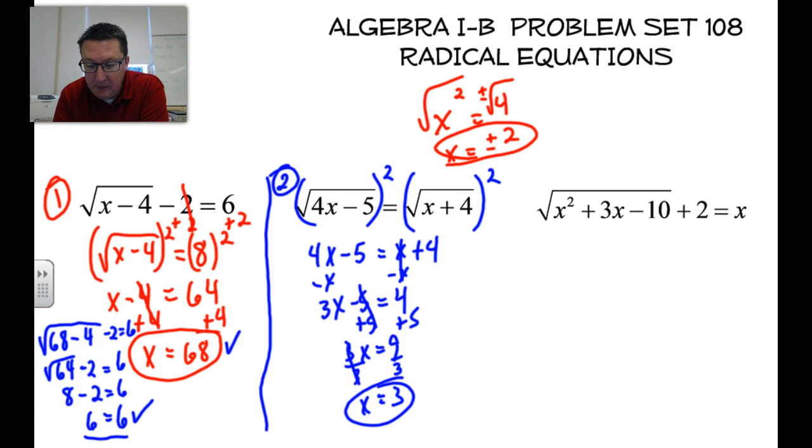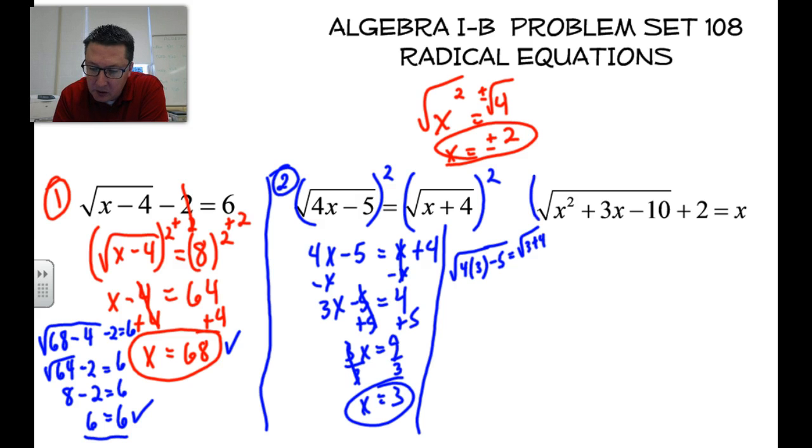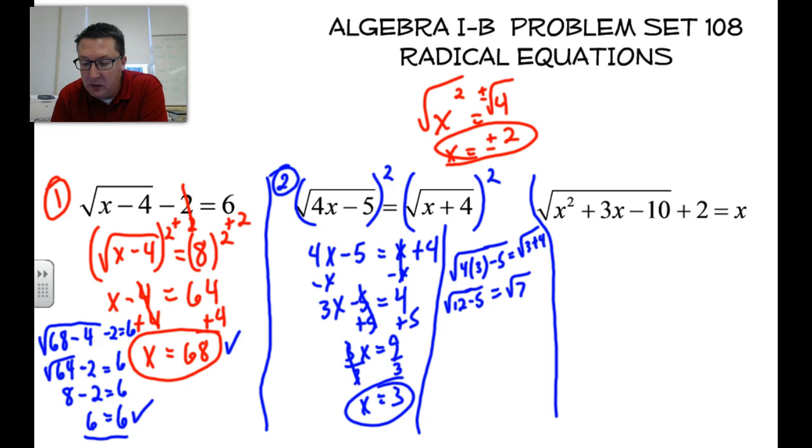So I plug in 4 times 3 minus 5 equals 3 plus 4. Sorry, I'm running out of room here. So now we check. 4 times 3 gives me 12. 12 minus 5 under that side. On the right side, square root of 7. Well, square root of 12 minus 5 would be the square root of 7 equals the square root of 7.